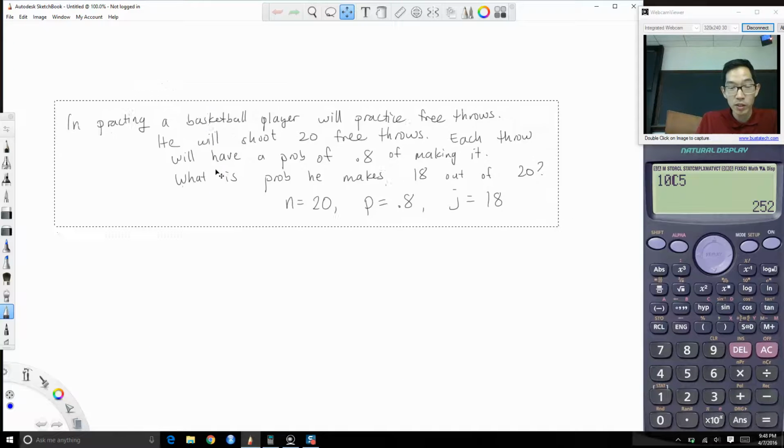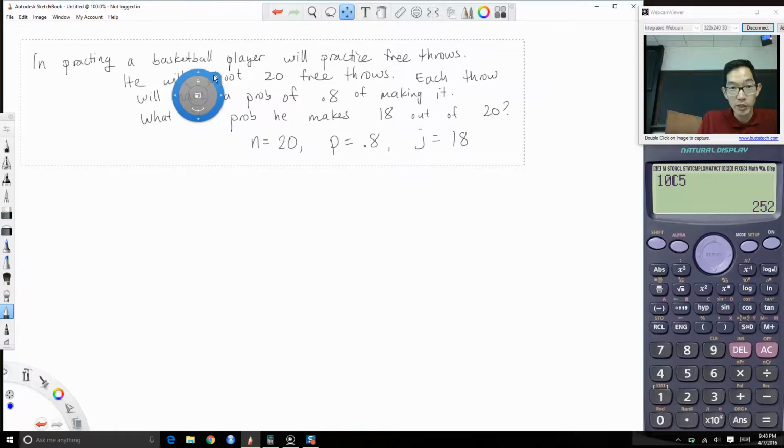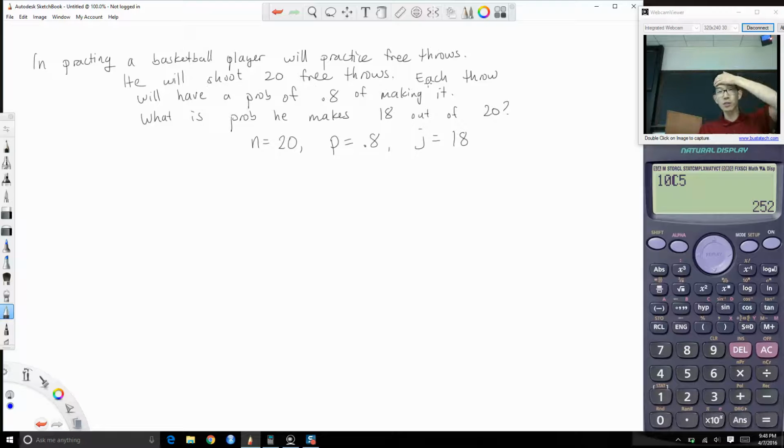In practice, a basketball player will practice free throws. He will shoot 20 free throws. Each throw will have a probability of 0.8 of making it. What's the probability he makes 18 out of 20? I'll pause the video here and give you a few minutes to figure this out.